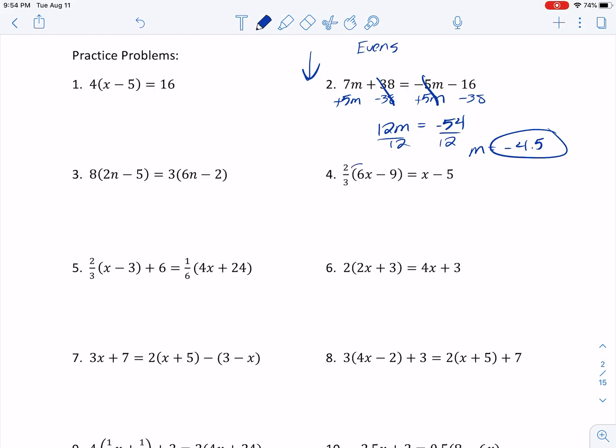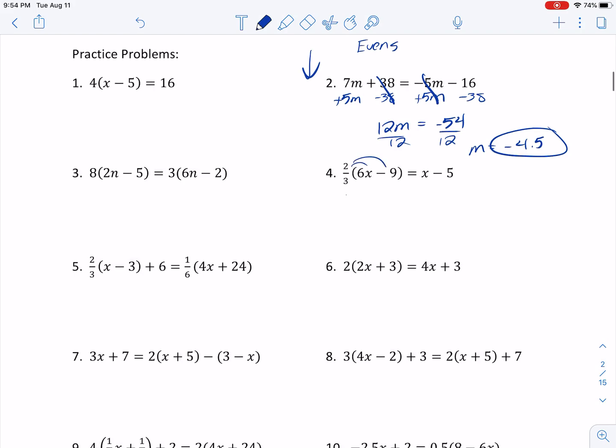For number 4, distribute and get 4x minus 6. Now start isolating, get your variables on the same side. Get 3x equals 1. x equals 1/3.